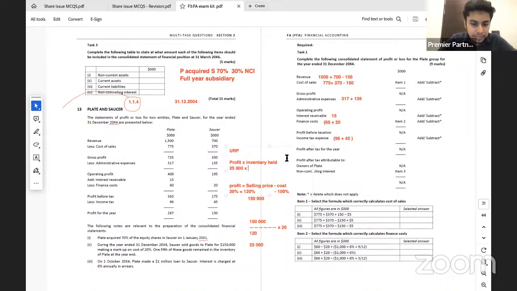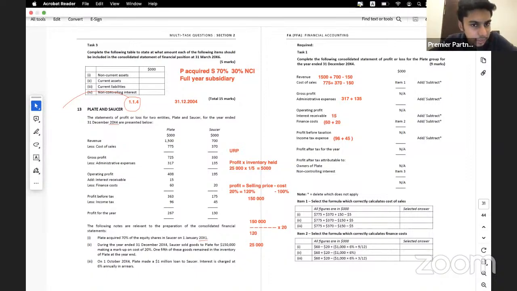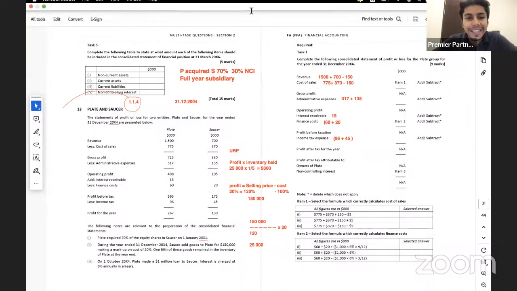Multiply this by inventory held. 1/5 is remaining inside the inventory. Divide by 1/5. Then the answer will be 5,000. All good? Right. Now, guys, listen very carefully. This 5,000 is the URP. Is that clear? 5,000 is what? URP.